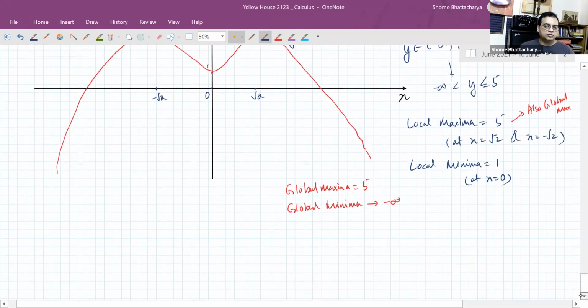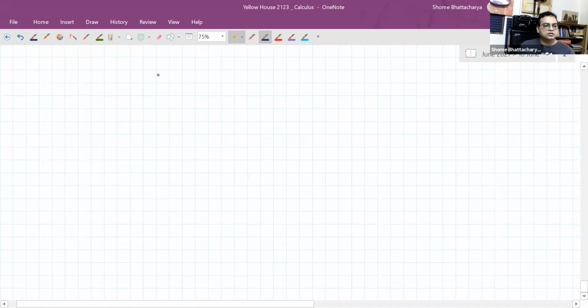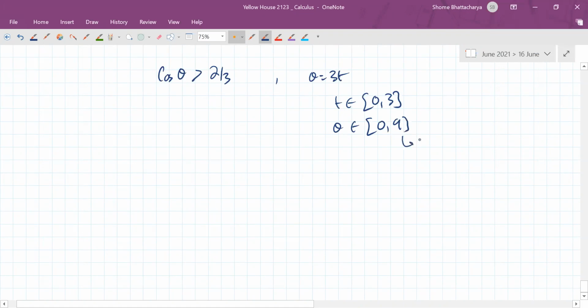So this kind of analysis is the one which I was telling you is a little tricky. Now remember what kind of equation we were solving. For example, I wanted cos theta to be greater than 2 by 3, where theta is equal to 3t. As t goes from 0 to 3, theta goes from 0 to 9. But this is in radians.